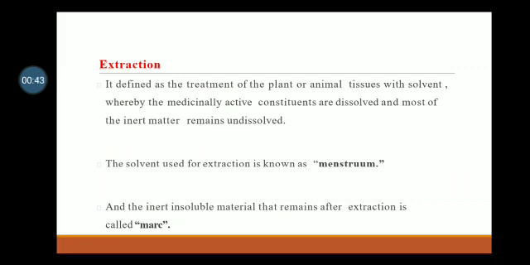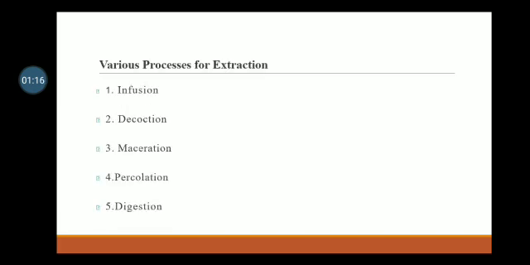It is defined as the treatment of the plant or animal tissues with solvent whereby the medicinally active constituents are dissolved and most of the inert matter remains undissolved. The solvent used for extraction is known as menstruum, and the inert insoluble material that remains after extraction is called marc. Various processes for extraction: first infusion, then decoction, maceration, percolation, and digestion.